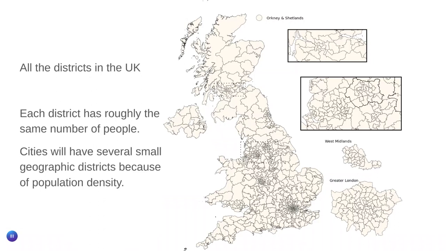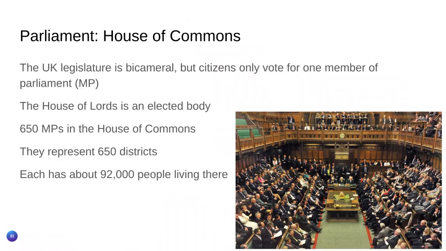This is a map of all the electoral districts in the United Kingdom for the House of Commons. You'll see some districts are geographically very large, and the ones around the major cities like London are very, very small. And that's because of population density. But overall, each of these districts represents about 92,000 people.